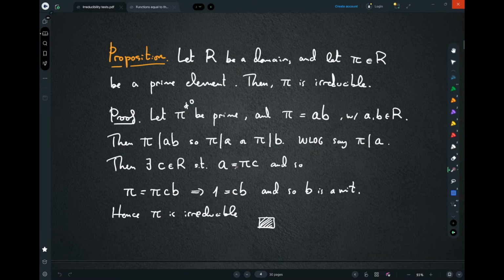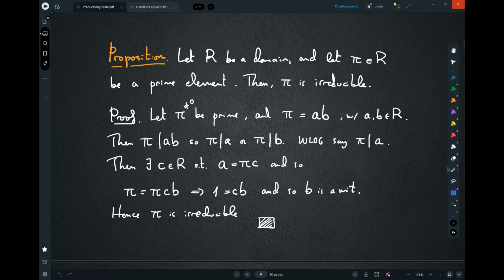Now if I substitute this formula for A in the formula for pi, then pi has to be equal to pi times C times B. This is an integral domain, so there's a cancellation law, so I can cancel out these pi's and get that 1 is equal to C times B. But C and B are in the ring, and this is the one in the ring, so that means that B is a unit. So by assuming that pi divides A, and that pi has a factorization AB, we've proved that one of them has to be a unit.